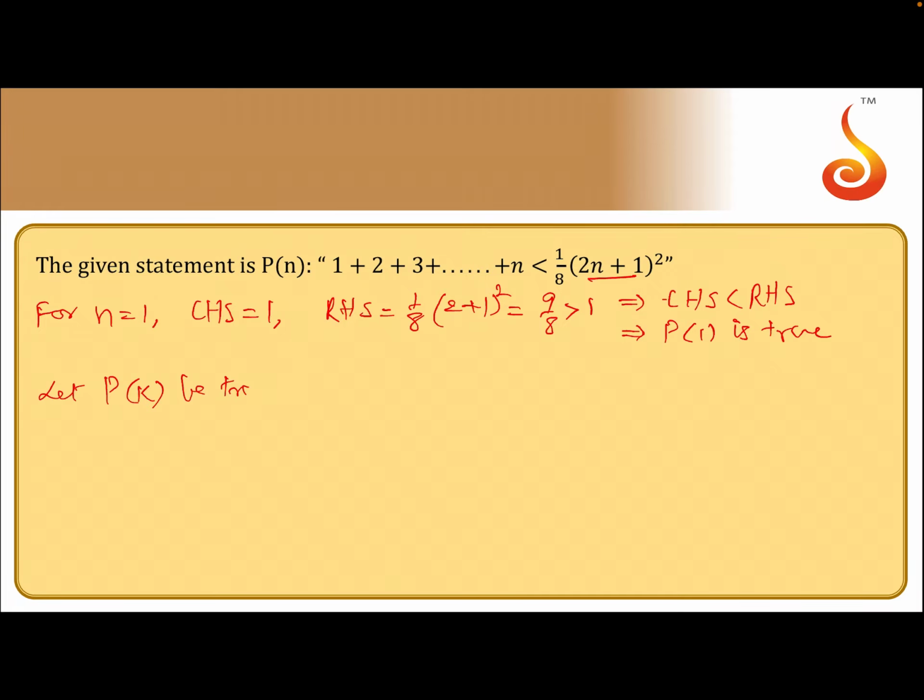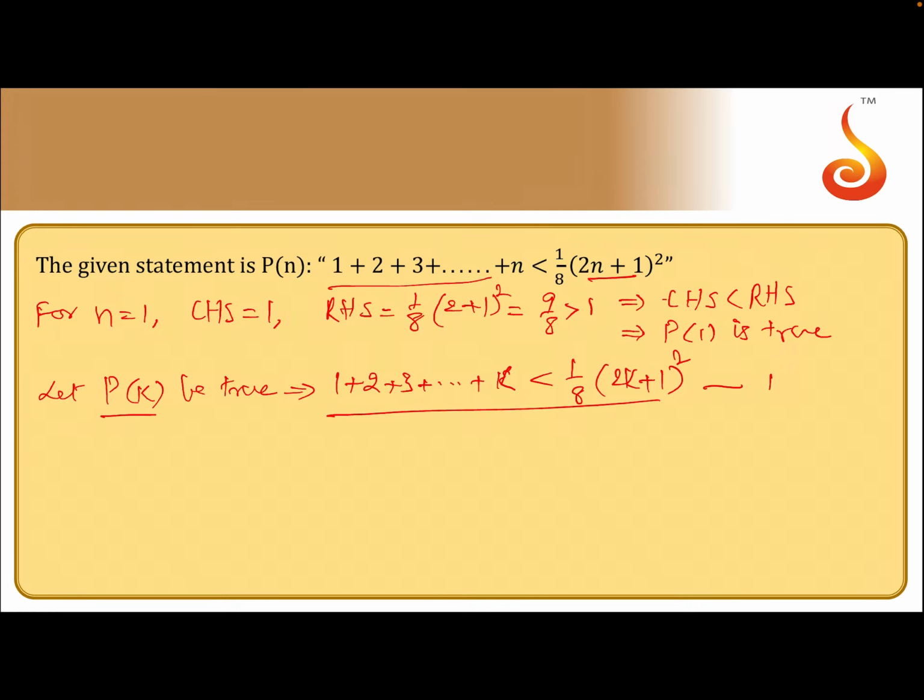Now we assume that Pk is true. That means we assume the statement is true for k, which implies the left hand side 1 plus 2 plus 3 and so on up to k is less than 1 by 8 times (2k plus 1) whole square. You call this condition 1.